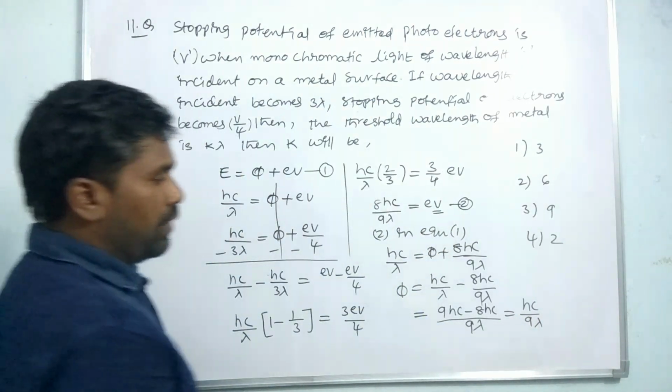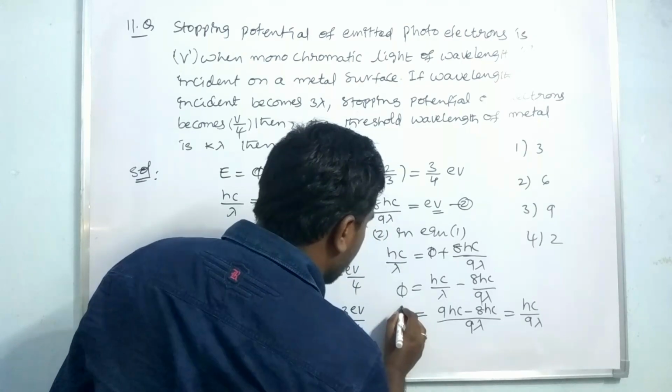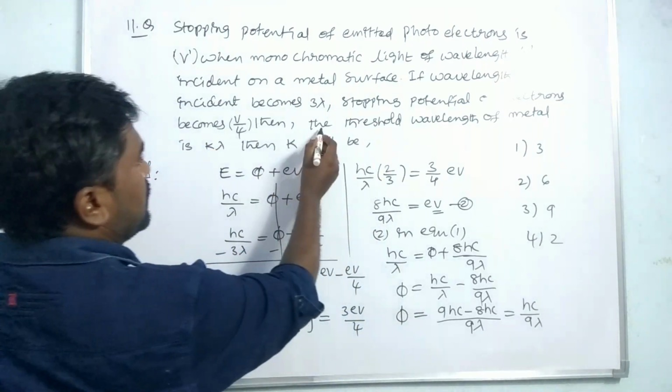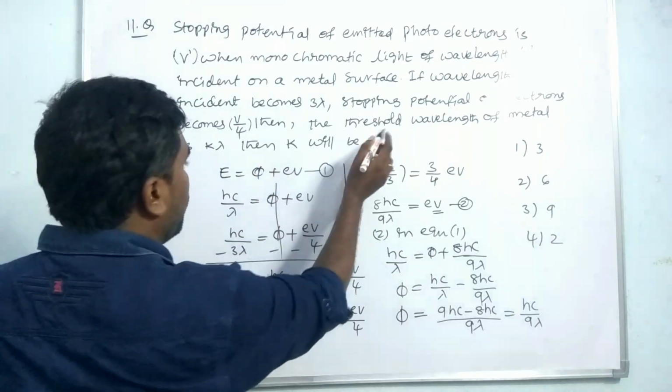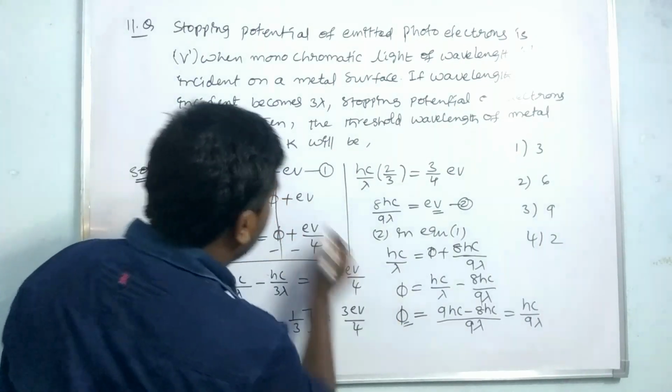hc by 9 lambda. What is here hc by 9 lambda? That is the phi value. But here he says that the threshold wavelength of the metal is k lambda, then k will be. So here this will be equal to k lambda.